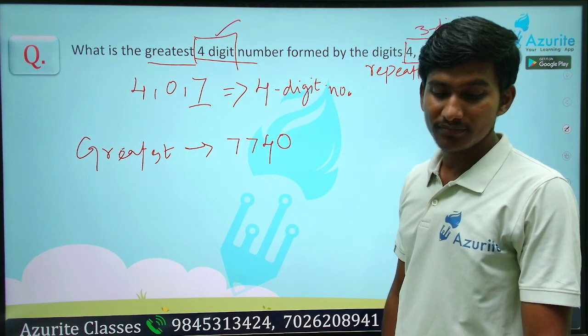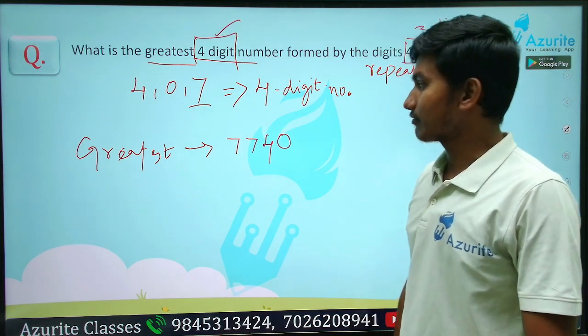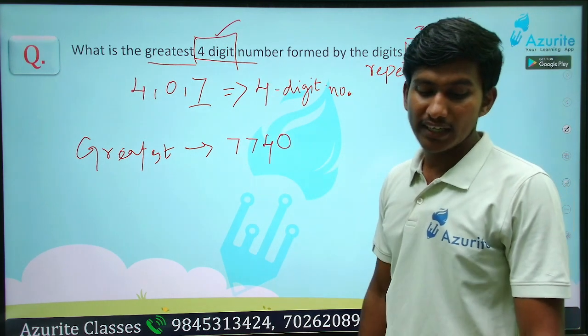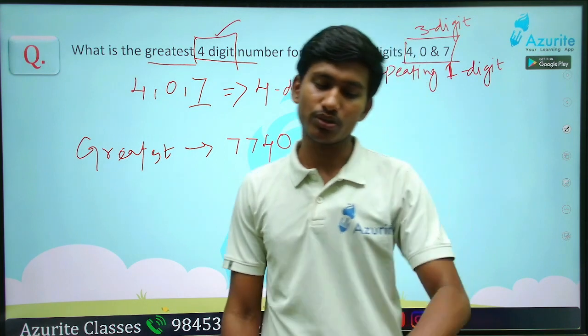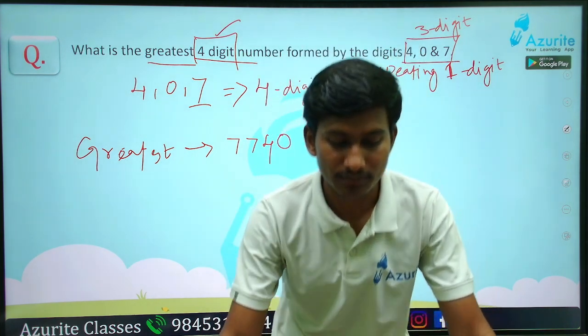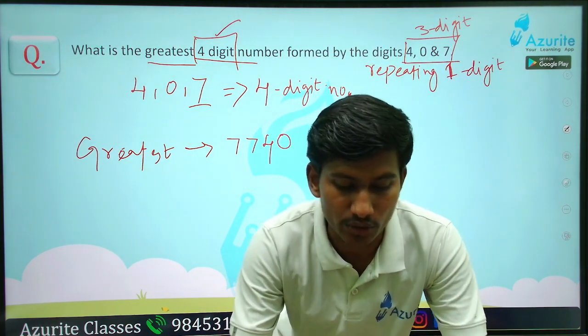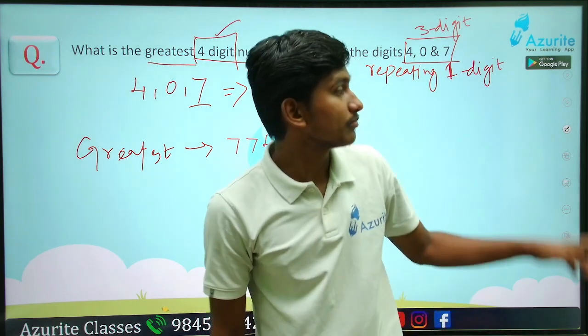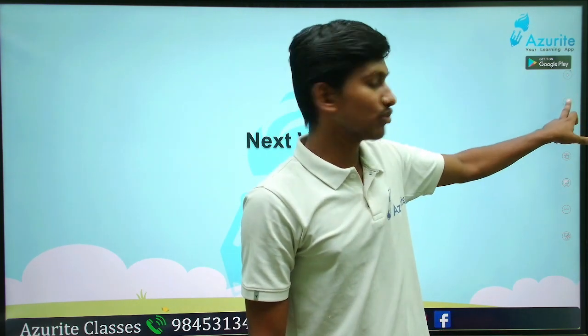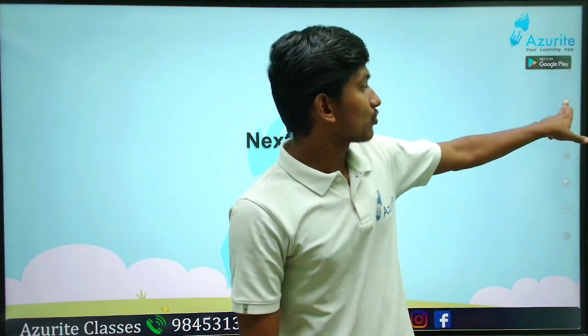Got it? Okay, good. Yes, very good. So this is how we have to find the greatest number or the smallest number, whichever is required in the question. Will everyone be able to do like this? Yes? Okay, good. Should we go to the next question now? I don't think there is another question. Fine.